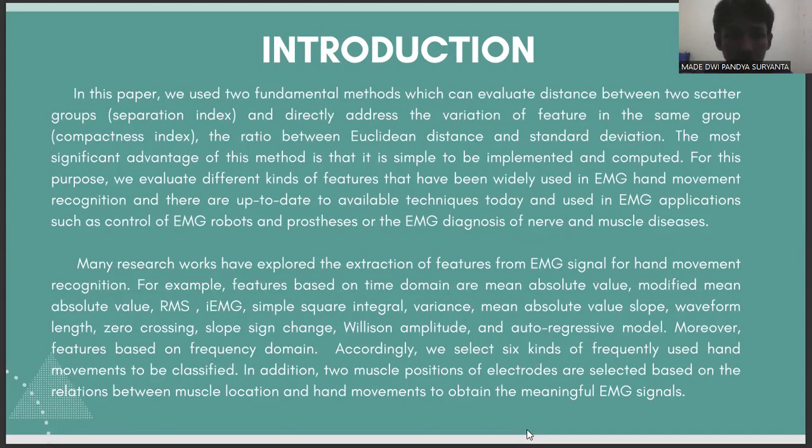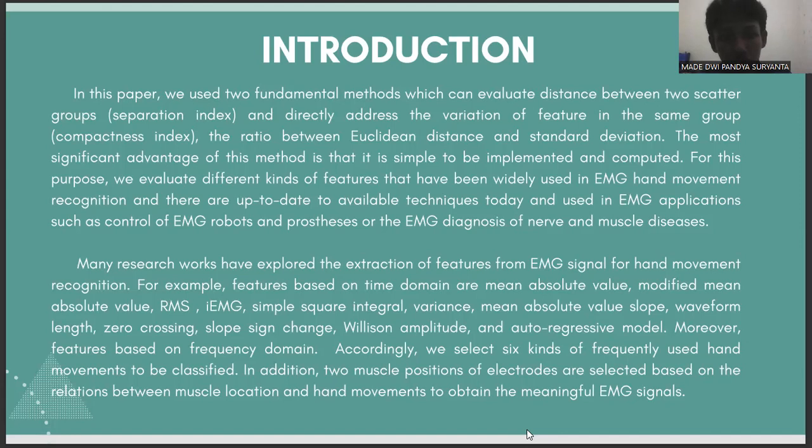For this purpose, we evaluated different kinds of features that have been widely used in EMG hand movement recognition, and they are up-to-date techniques available today and used in EMG applications such as control of EMG robots and prostheses, and EMG diagnosis of nerve and muscle diseases.